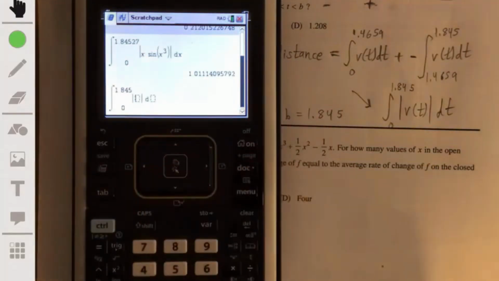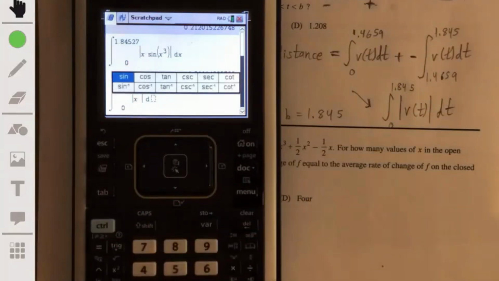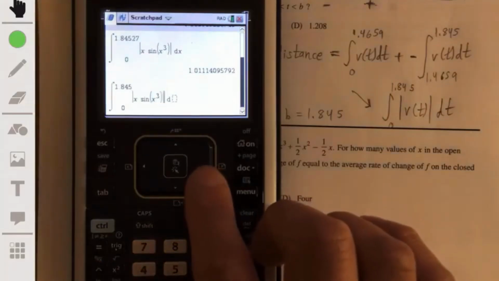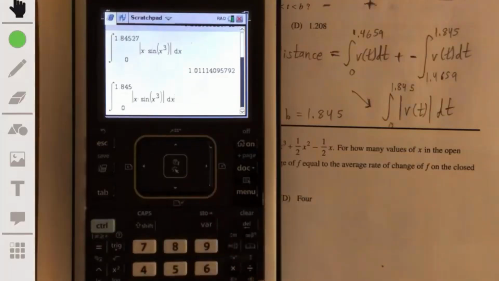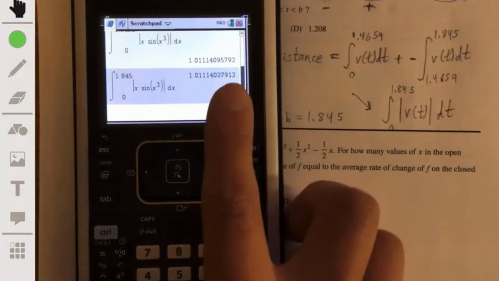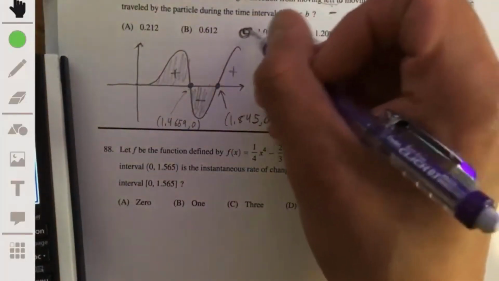So x times sine of x cubed. And hopefully I didn't mess up the syntax. Let me double check, it should be all right. And I got 1.011. All right, and that's correct. Our answer will be C.